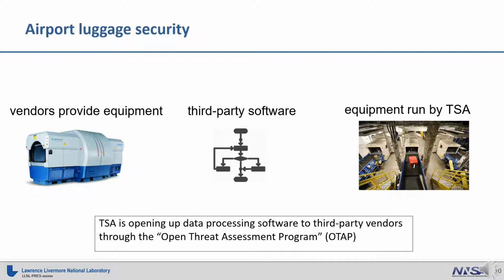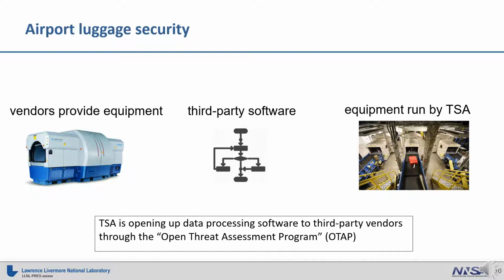Another application space would be airport luggage security. So in the past, the way it's worked is vendors provide the equipment and the software, and then they sell these to TSA to run at the airports. And they sell them under a maintenance contract where they'll come and calibrate the scanner every once in a while. But TSA and DHS were sort of frustrated with the speed at which new technologies were coming on the market. So what they decided to do was open up this middle step, which is the software processing, to third-party vendors.